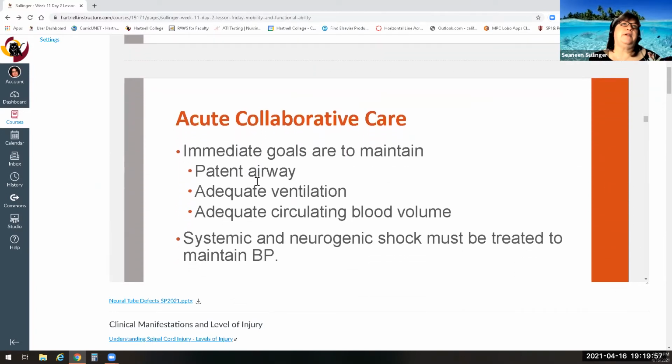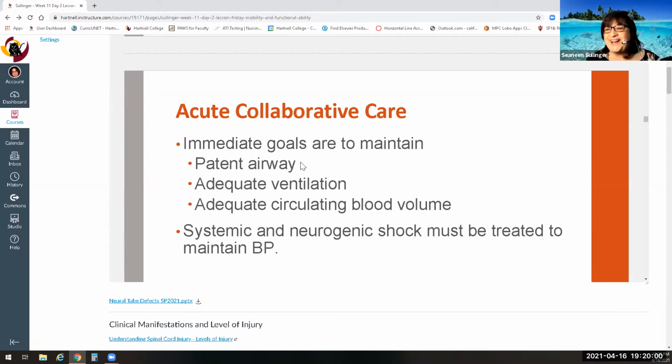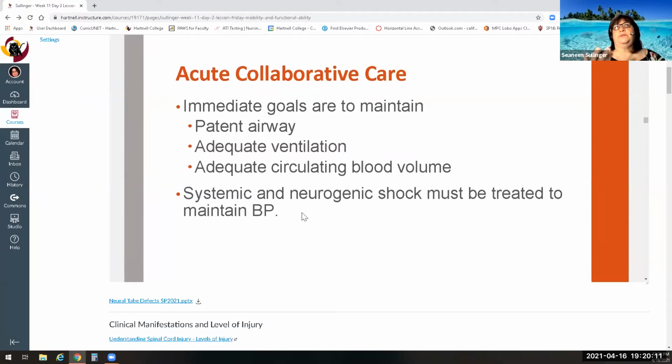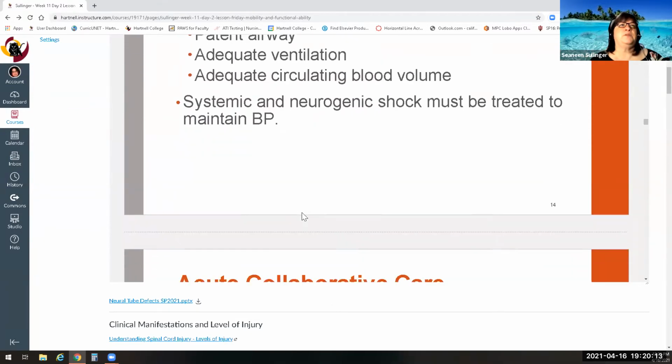And then collaborative care. So where do we go, right? Airway and breathing, right? ABCs. And then with the neurogenic shock that comes, we have that in a couple other slides, you have to keep the blood pressure up. So there's meds that you're giving to do that.